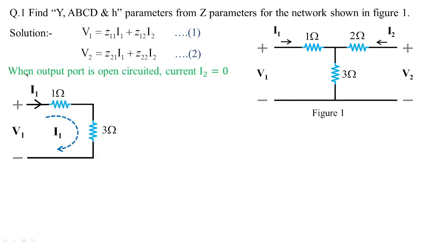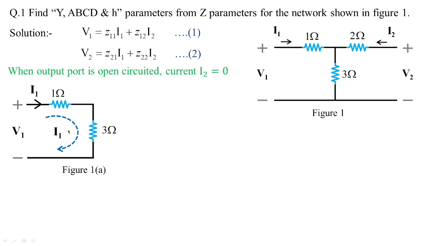For that, first we have to open circuit the second port, that is the output port. When the output port is open circuited, this 2 ohm becomes dummy because I2 current is 0. When I2 current is 0, no current is flowing in the 2 ohms, and hence we are left with this figure 1a, which is derived from figure 1. Here you can see the 2 ohms is treated as dummy. So we are left with this reduced network.